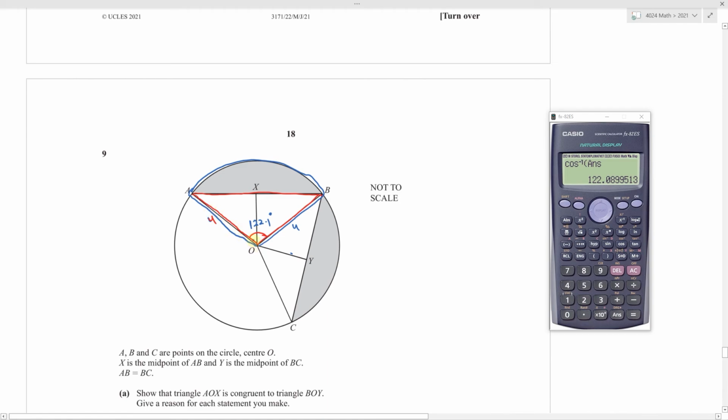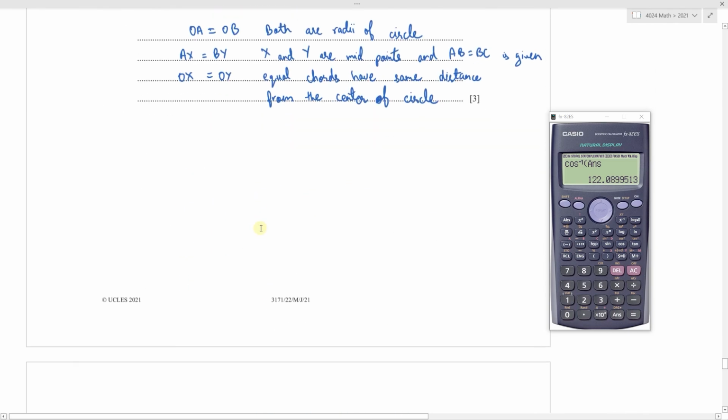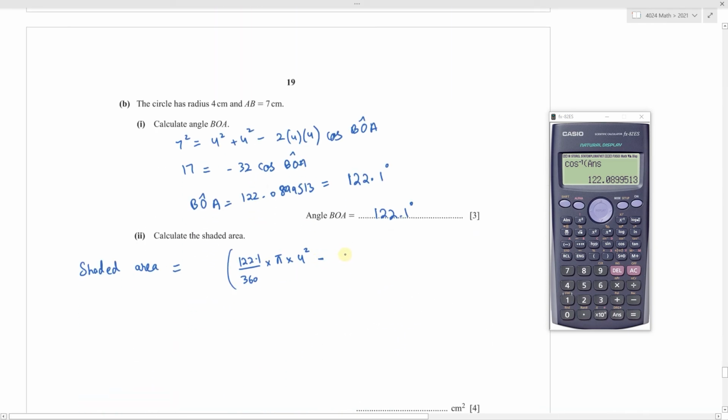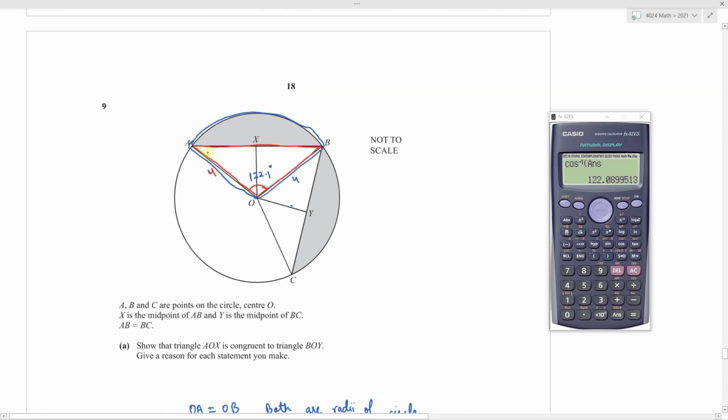Now I will subtract the area of this red triangle. I know these two sides are 4 and the angle between them is 122.1 degrees. So using the formula, minus the area of the triangle, 1 by 2 times 4 multiplied by the sine of the angle between the two sides that I'm using. So the angle between them is 122.1, right? So this is the area of this red triangle: 1 by 2 times 4 times sine of the angle between them, which is 122.1.